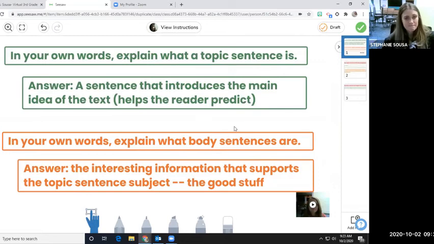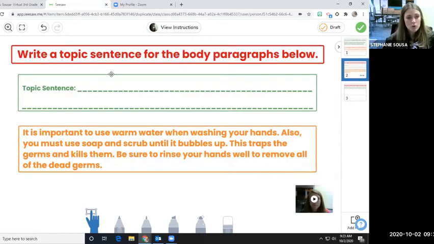Okay? All right. Your assignment today is going to be on numbers 2 and 3. So on number 2, there is a small instructional video for you down here. The directions are also here. Write a topic sentence for the body paragraphs below. So down here, I've given you the flavor. I've given you the good stuff. You are going to write a topic sentence for this. I would strongly suggest watching this little video.